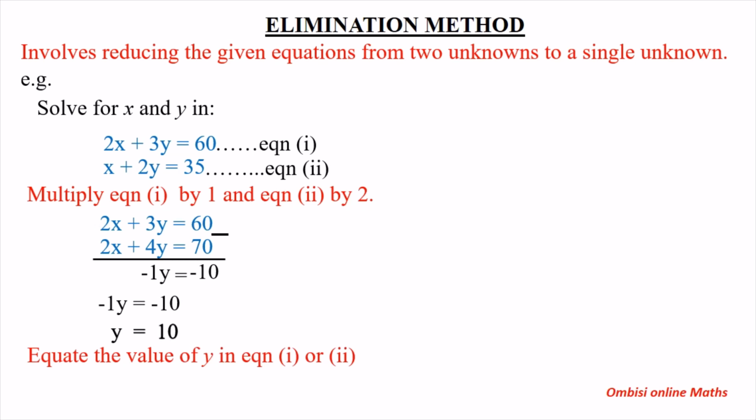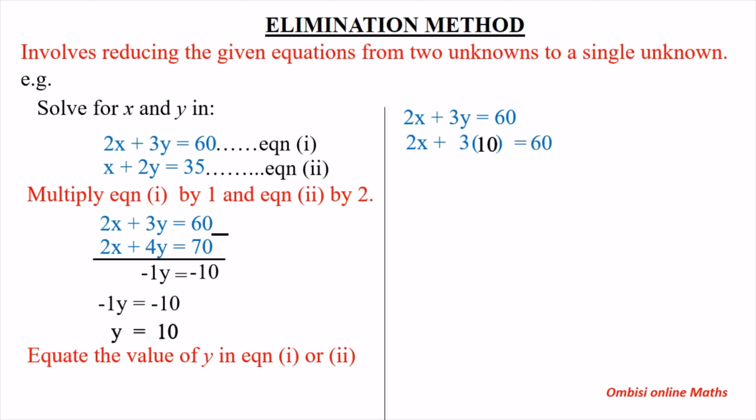In this case, let us create some space. We are going to use equation 1, which says that 2x plus 3y equals 60. So substitute the value of y, which is 10, into this equation. So you have 2x plus 3 times the value of y, which is 10, and this equals 60.